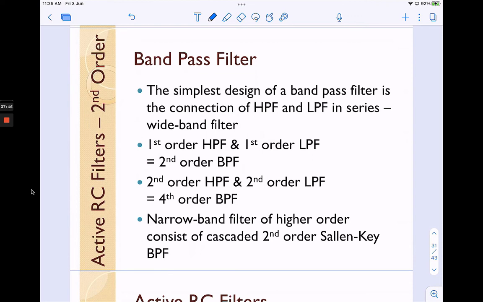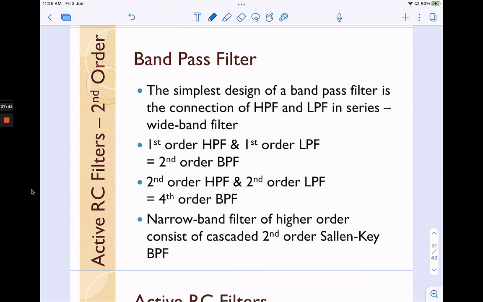For example, if we cascade a first order high pass filter and a first order low pass filter, we will have a 2nd order band pass filter. And if we cascade a 2nd order high pass filter and a 2nd order low pass filter, we will have a 4th order band pass filter.